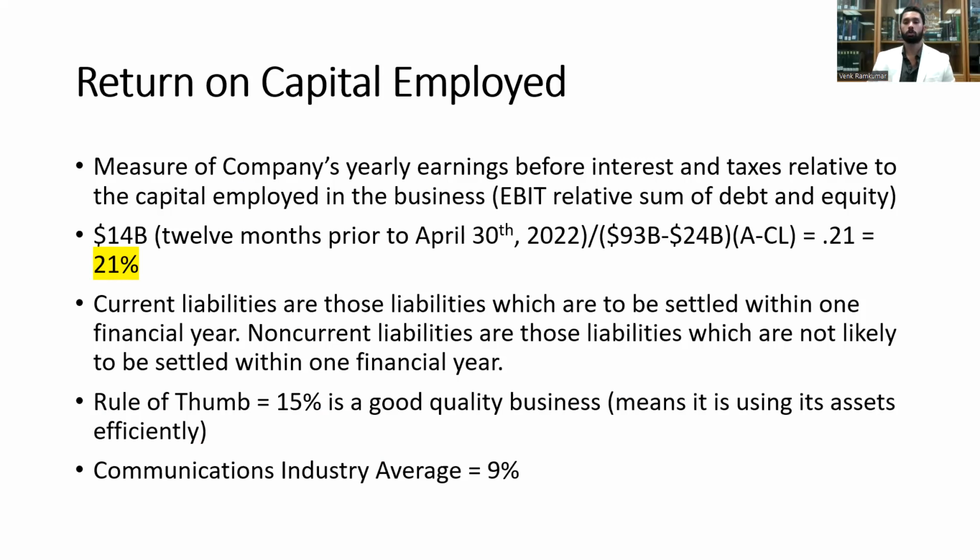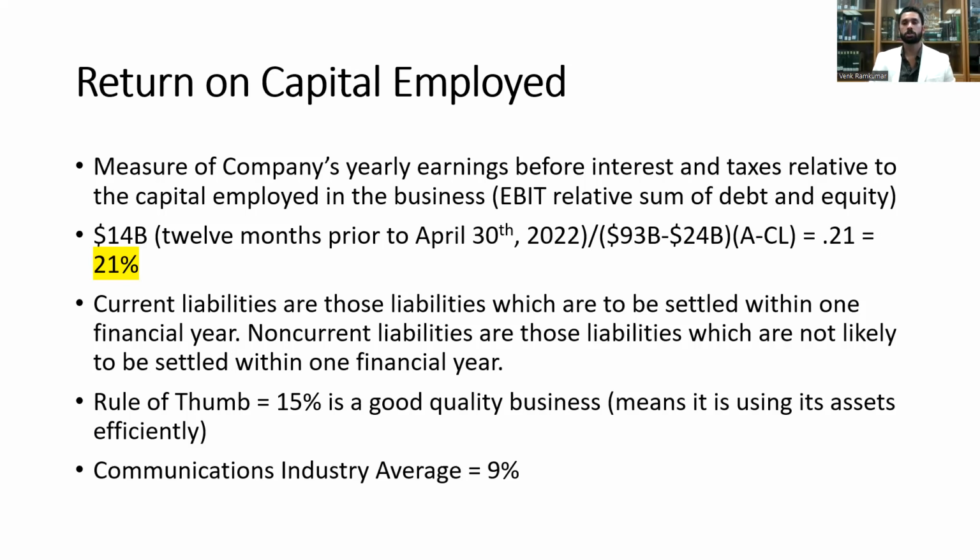Or really, how I should have worded that is debt would be negative. So if you take that, it's basically EBIT relative to debt and equity. The true calculation for return on capital employed here is EBIT over total assets minus current liabilities, which gives you a value of 0.21, which is 21%, guys. Current liabilities are those liabilities which have to be settled within 1 year.